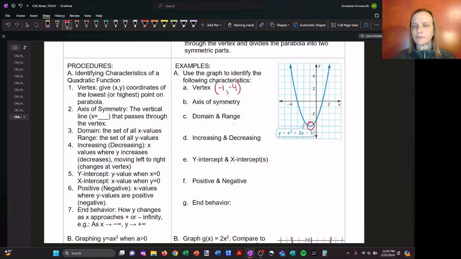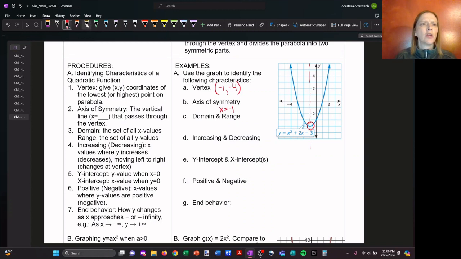The axis of symmetry is the imaginary line that passes vertically through the vertex of a parabola. And so the equation for a vertical line is not written as y equals, it's written as x equals. So x equals -1 in this case.